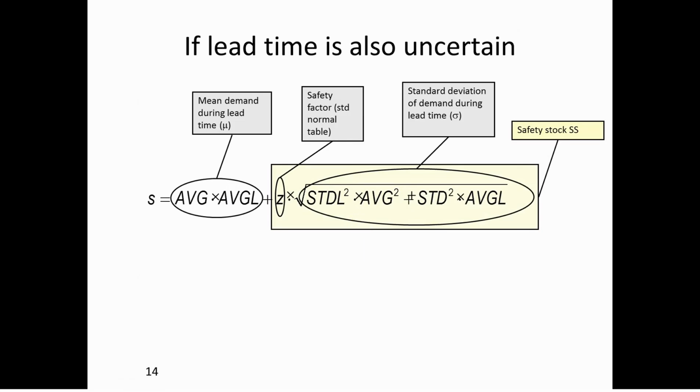Now, if the lead time is also uncertain, so far we've been talking about the lead time being constant, but if lead time is also uncertain, then our base stock formula gets modified like this. It's a little difficult to explain exactly why, but you can see what is happening here. Instead of looking at the lead time as a constant L, we'll look at the lead time as a variable, take its average, and apply that to the average demand. So this is the average lead time.